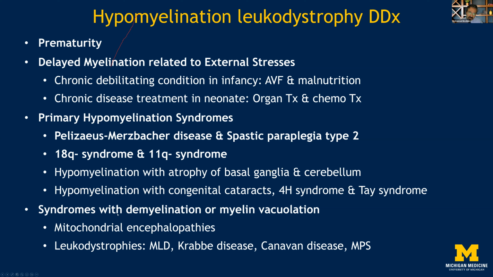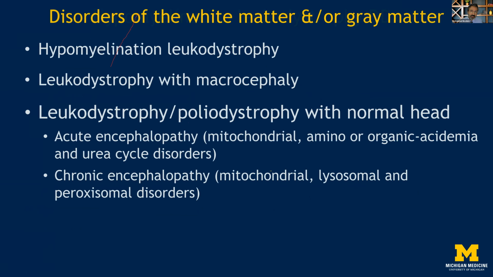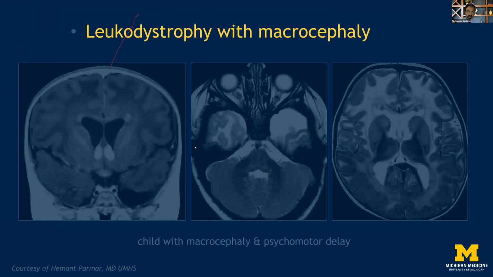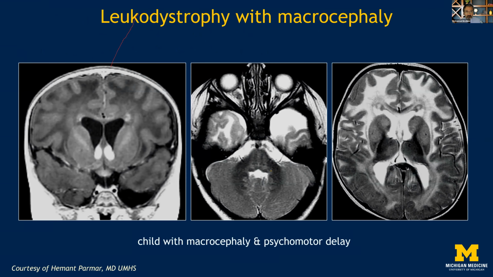Remember that many other leukodystrophies can present initially as a pattern of hypomyelination. Many mitochondrial encephalopathies, or the lysosomal leukodystrophies, can present early on as hypomyelinating disorders. So the other set of disorders that we can benefit from having some clinical history is leukodystrophies with macrocephaly. So these are the kids that have a big head.